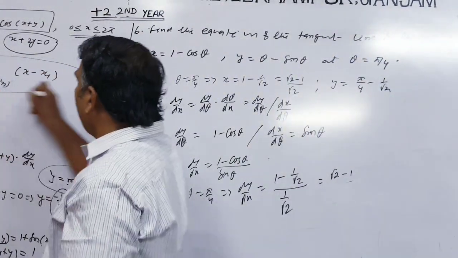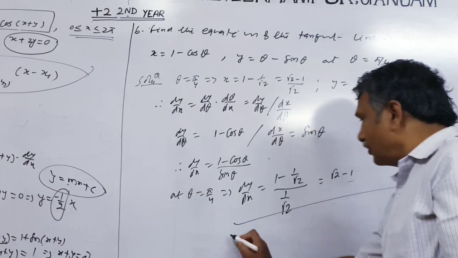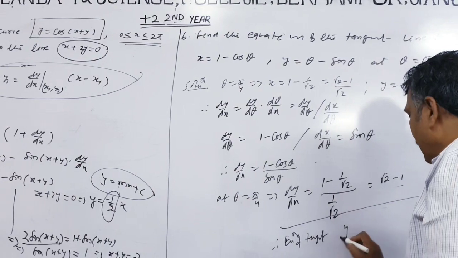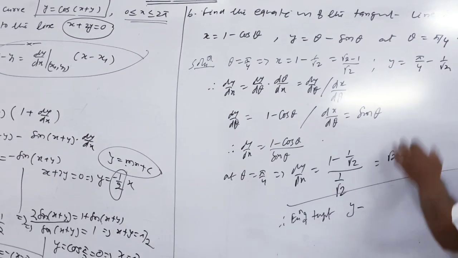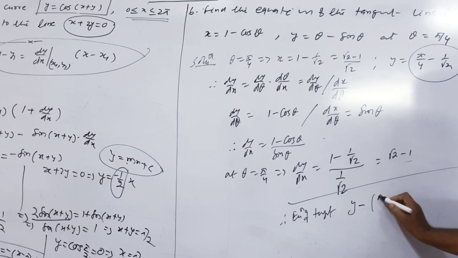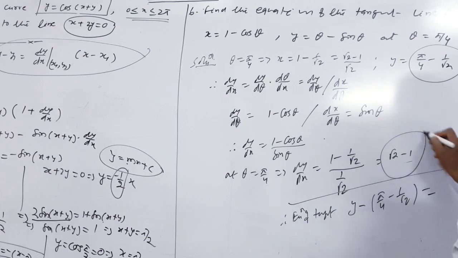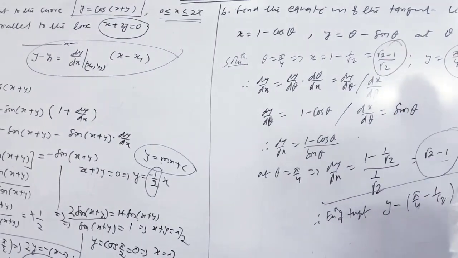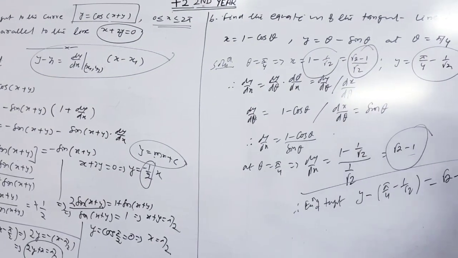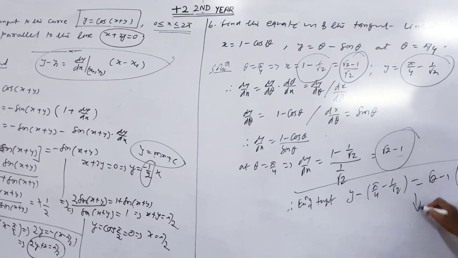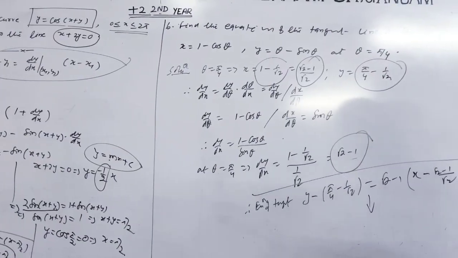This is the formula. Write the formula. So therefore, the equation of the tangent is y minus y1. What is y1? This is y1, pi by 4 minus 1 by root 2, into dy by dx. This is the dy by dx, root 2 minus 1, into x minus x1. What is x1? This is x1, or root 2 minus 1 by root 2. Now after simplification, we get the equation of the tangent.